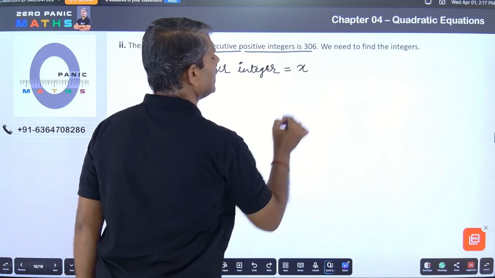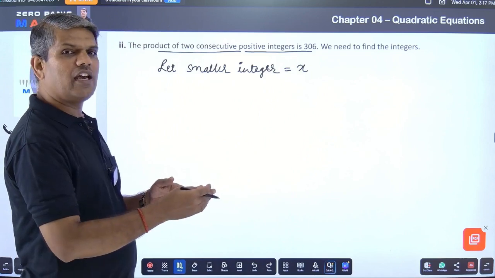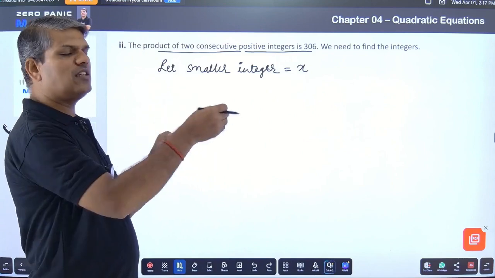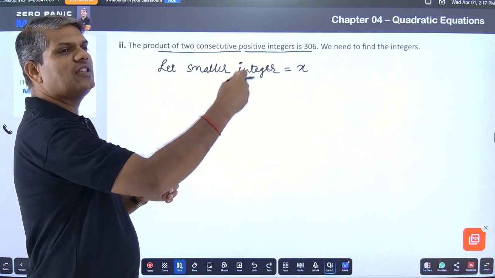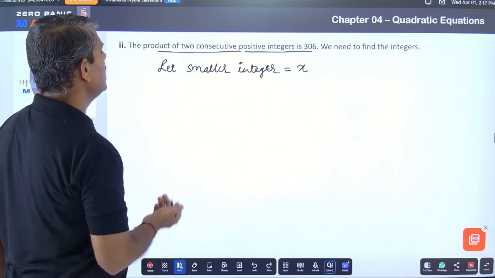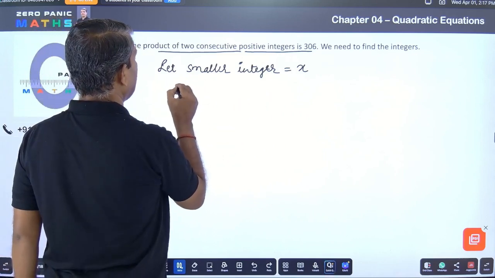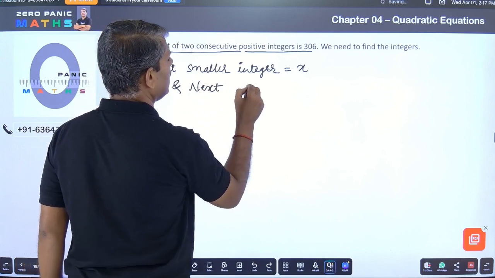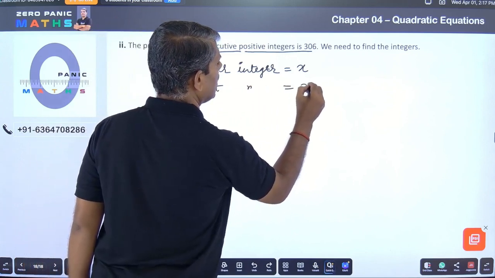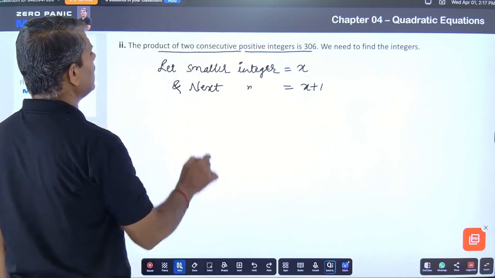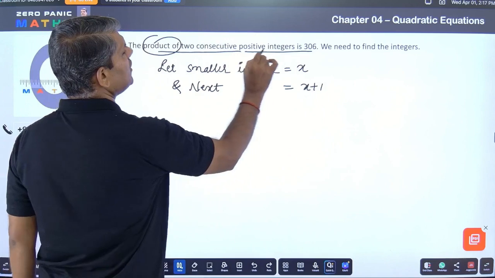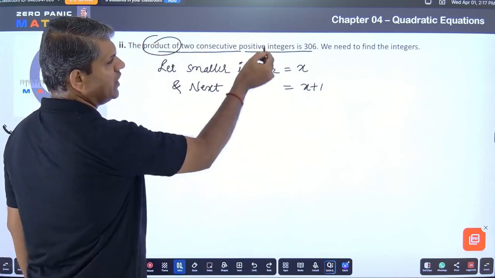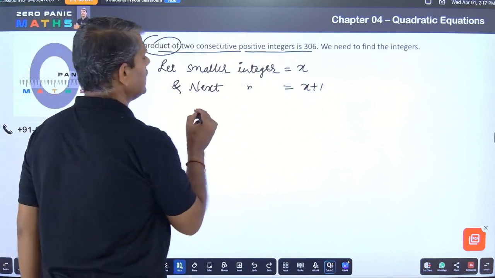be equal to x. If it is a consecutive integer, then the next integer will be x plus 1, right? If there is a 4, then the next integer will be 5. If there is 6, the next integer will be 6 plus 1, 7. So the smaller is x and the next integer is equal to x plus 1. And what they have given is the product of these two consecutive positive integers, that is x into x plus 1, is equal to 306. That is what they are saying.